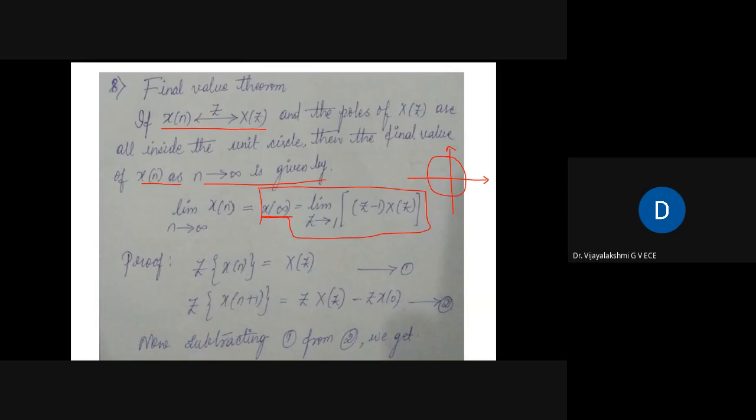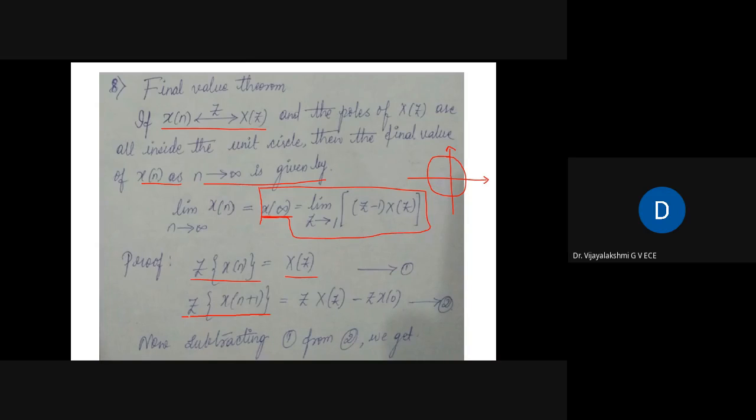Let us see the proof. To prove this, we take the z transform of two sequences. One is the z transform of x of n. I denote that by x of z, and let me call that equation number 1. Next, I take the z transform of x of n plus 1.